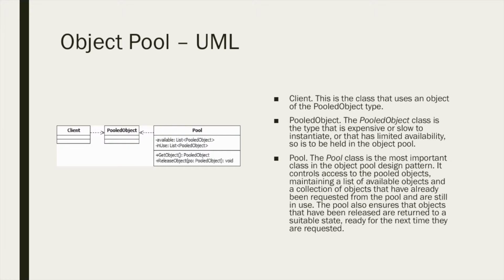Now, the pool class is the most important class in the object pool design pattern. It controls access to the pooled objects, maintaining a list of available objects and a collection of objects that have already been requested from the pool and are still in use. The pool also ensures the objects that have been released are returned to a suitable state, ready for the next time they are requested.